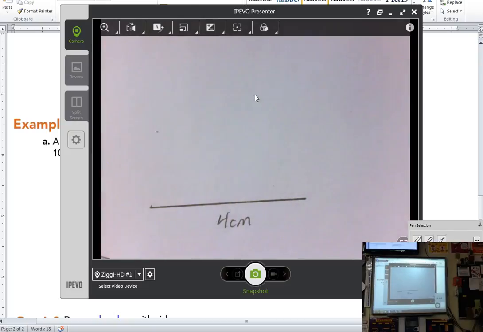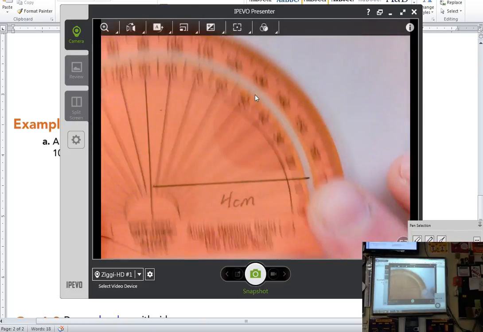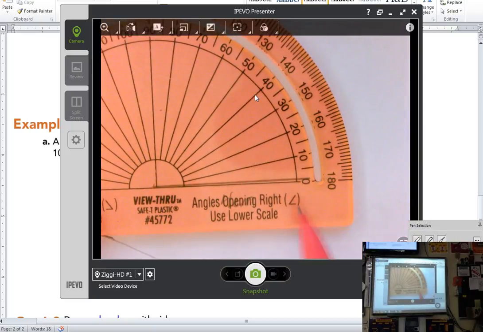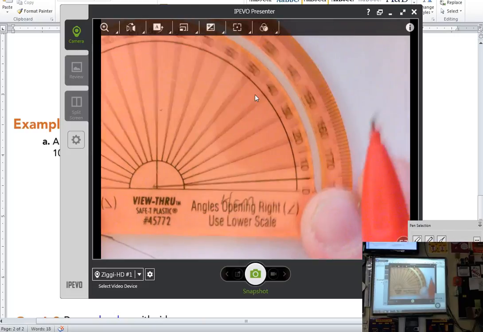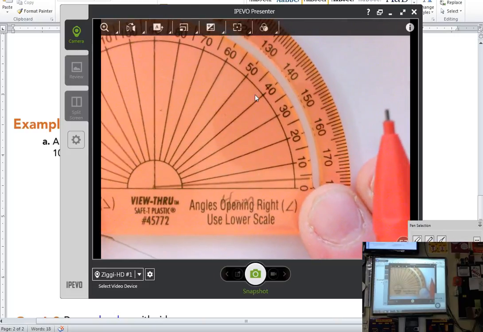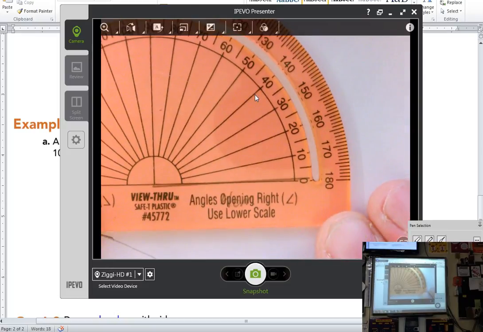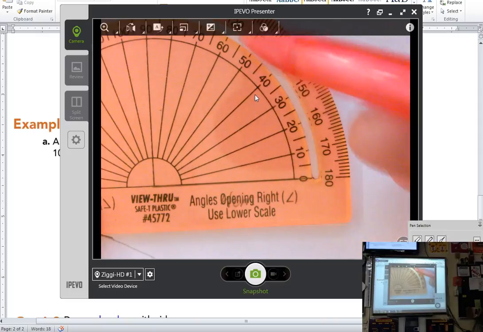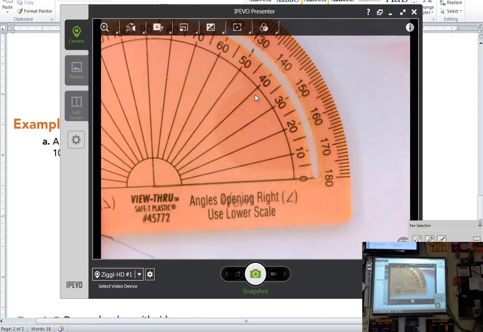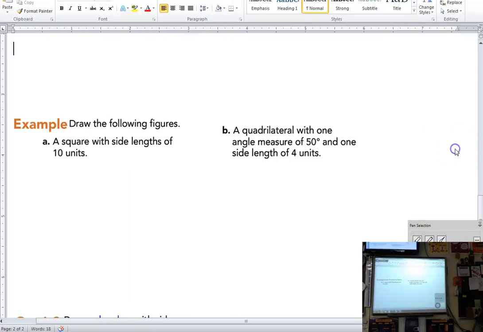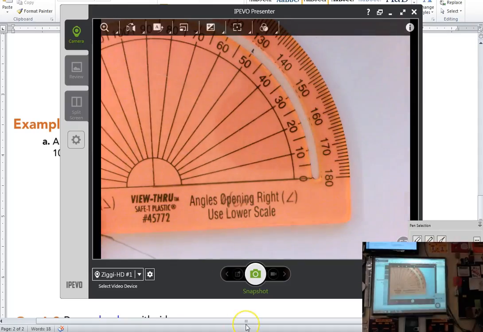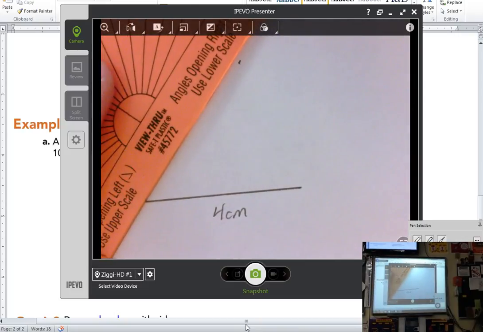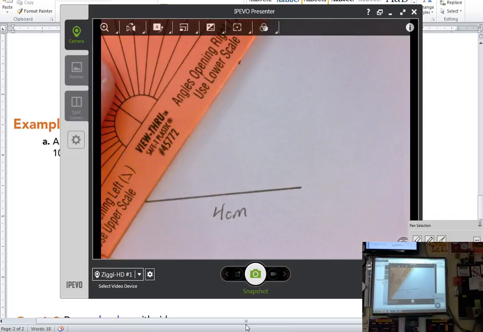Now your 50 degrees, I don't care what endpoint you use, but I like the left endpoint. It seems easier. Line this up and look for your 0. So I got to line this perfectly up. My T is right on that endpoint. My 0 lines up right on that line, so make it all perfect. Go up until you find your 50 and mark it. Then I got to connect those endpoints. I don't care how long it is, so I can use my protractor as a straight edge. So line that up.